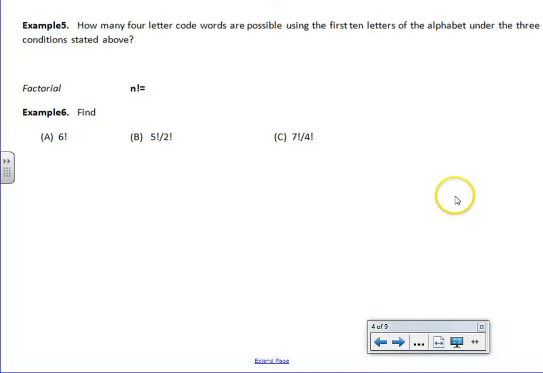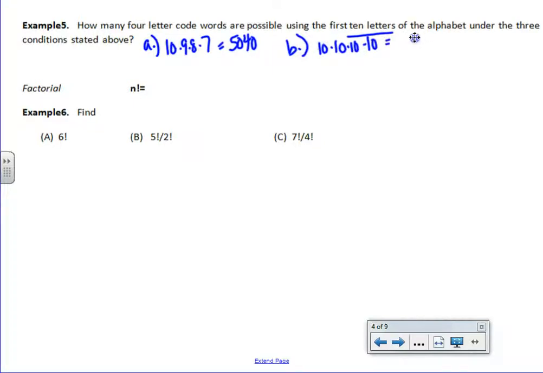How many 4-letter codes are possible using the first 10 letters of the alphabet this time under these conditions? Oh, conditions stated above. So again, A was where you can't repeat, and we're doing 4-letter codes this time. So 10 times 9 times 8 times 7, which comes out to 5040. For my second scenario, that was where I'm allowed to repeat, so 10 times 10 times 10 times 10, which is 10,000.